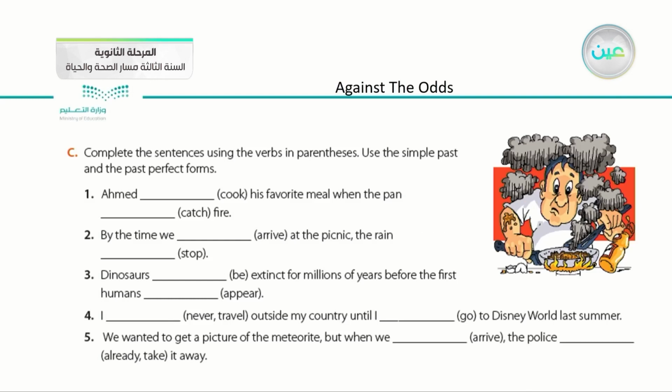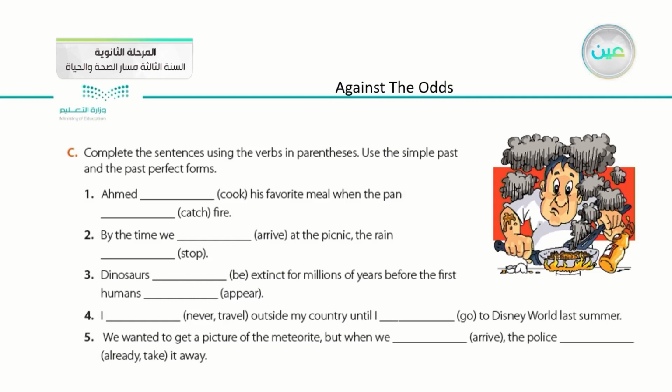So here we have 5 sentences and there is more than one action happening at the same time in each sentence. For example, Ahmed cook his favorite meal when the pan catch fire. We have just learned what is the proper grammatical rule to use when we have more than one action happening at the same time. You can pause the video right now and try to do this exercise on your own, and after that you can resume it to check the answer. But let's do number 1 together.